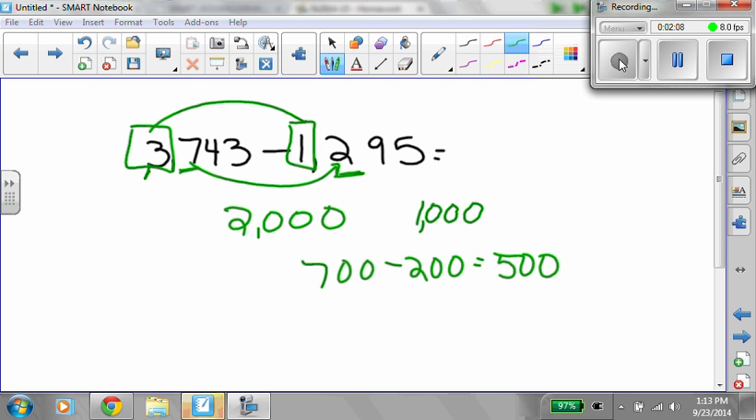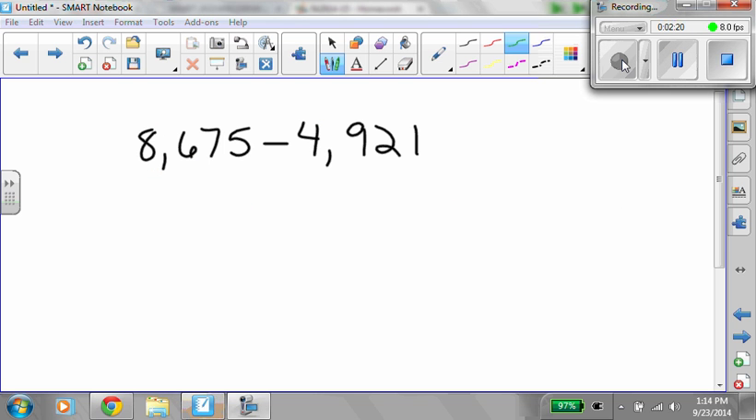But I've already done the first part and I've already done the second part. So now I can just add those two groups of numbers. 2,000 plus 1,000 is 3,000, and that is my answer to number 2.